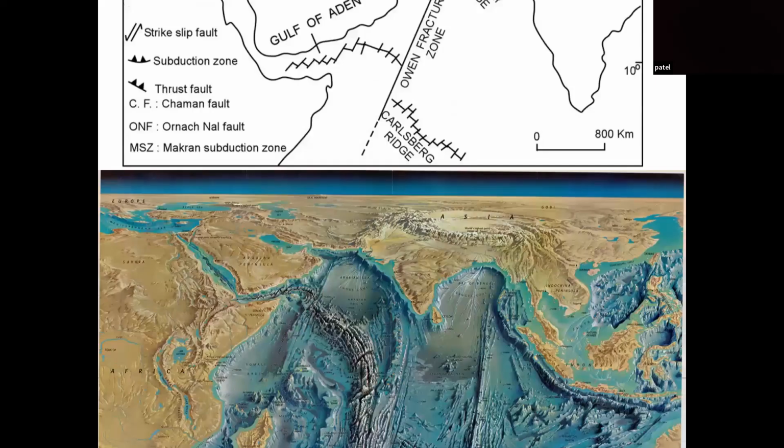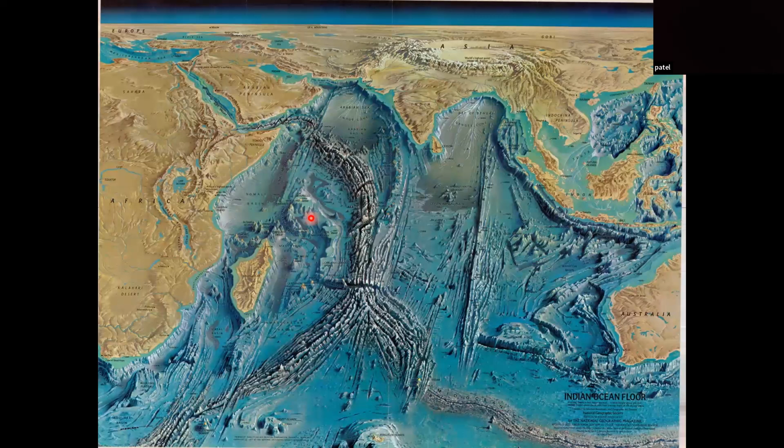Here you can see a satellite imagery of the same transform fault, the Owen Fracture Zone. You can see along this fracture zone the Indian Oceanic Ridge, which is separated here. You can see this part is truncated along this line, and here this part is there. So this is the Owen Fracture Zone, and this is another transform fault which extends on the eastern side of the Indian plate.